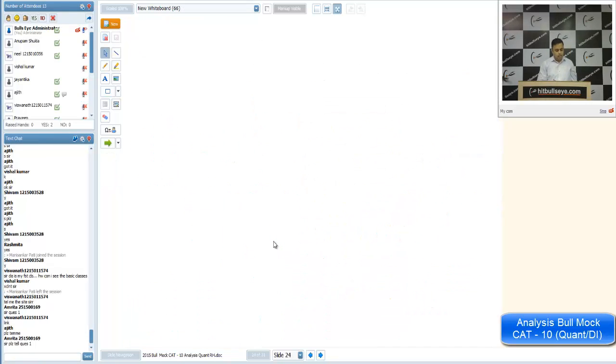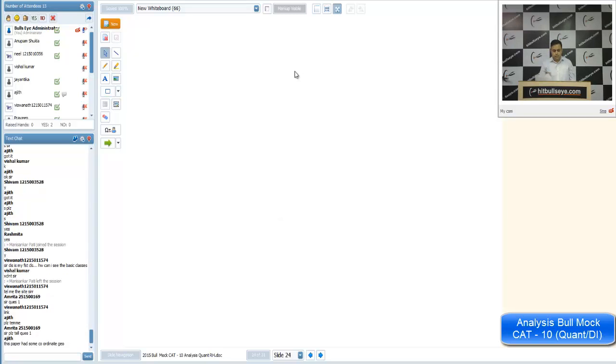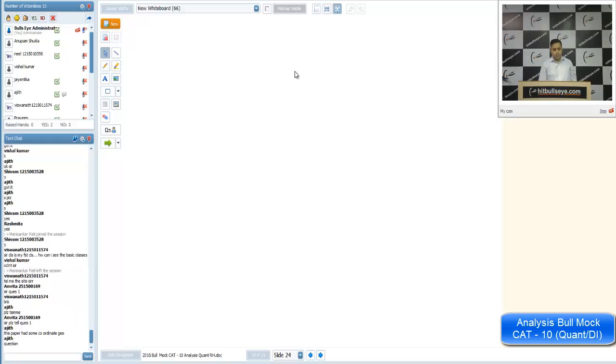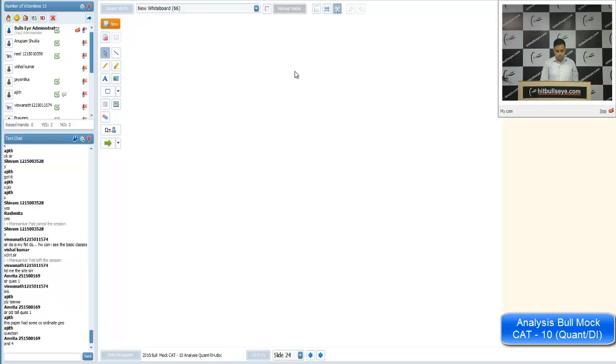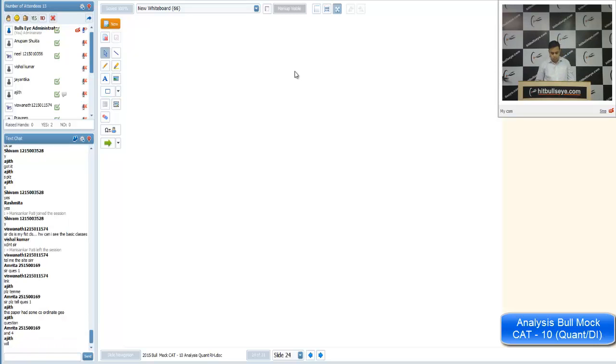Okay, Amrita, question number 1. This is a very basic question actually. That is why I left it. Yes, Ajit, this paper had some questions on coordinate geometry. Question 4, actually, was not a question on coordinate geometry. That is a lengthy question.